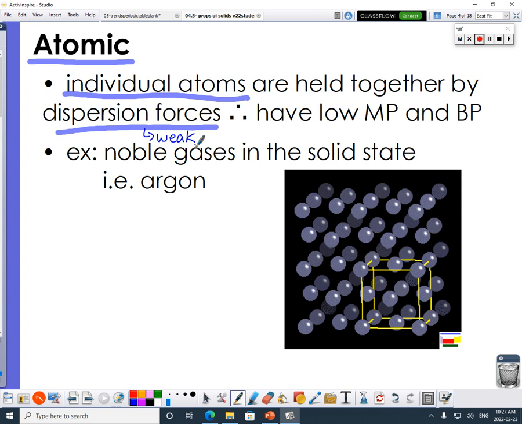So what do you need to know? Atomic solids have atoms as their particles. That makes sense. And the force between the particles is dispersion forces, which is weak. So they have low melting and boiling points.